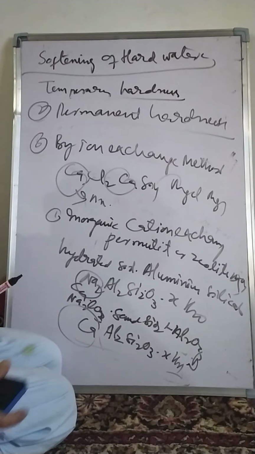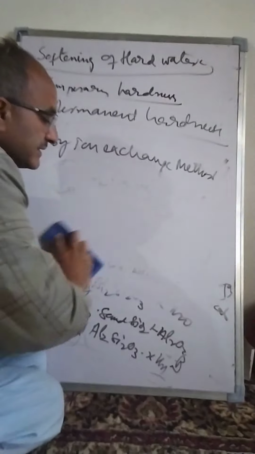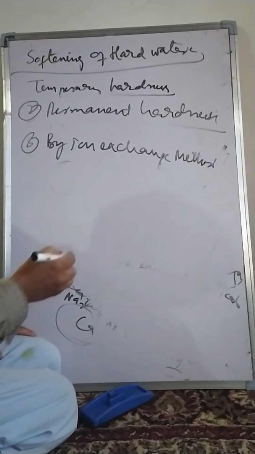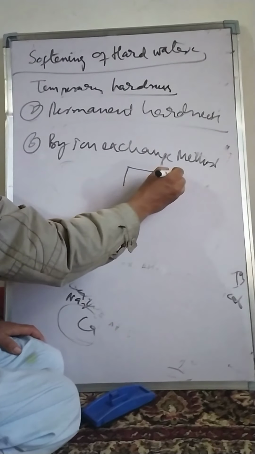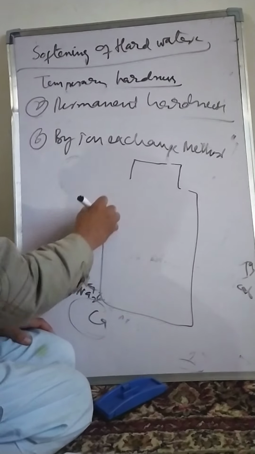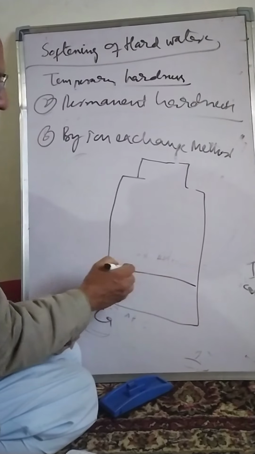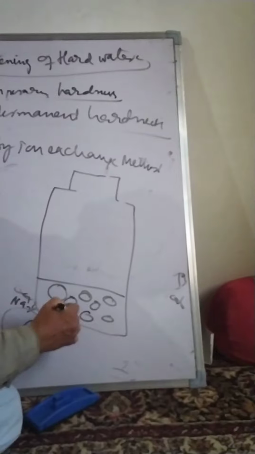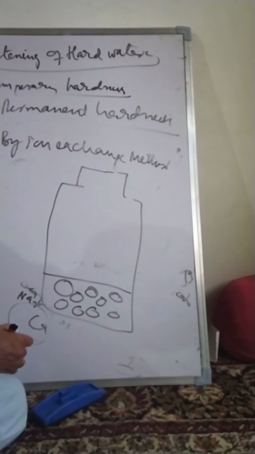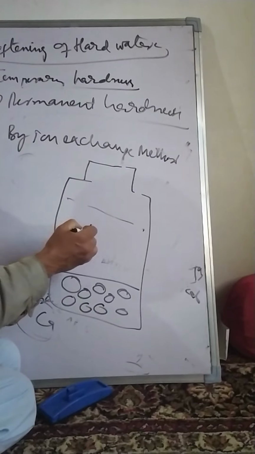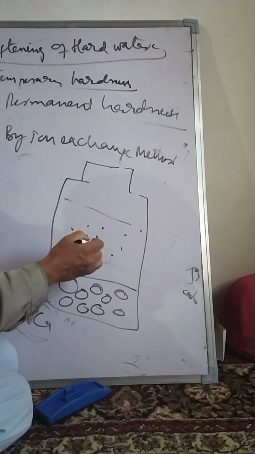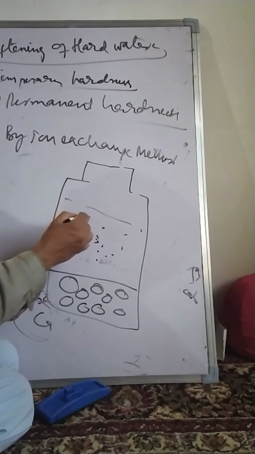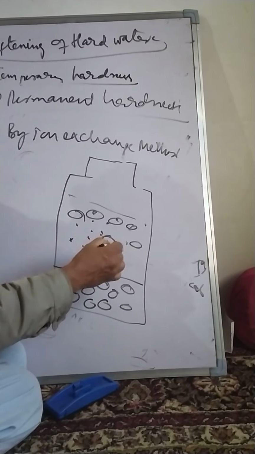How do we do it? We have an apparatus like this. Here we have a layer of thick sand or boulders, and over this we place this zeolite or permutit.